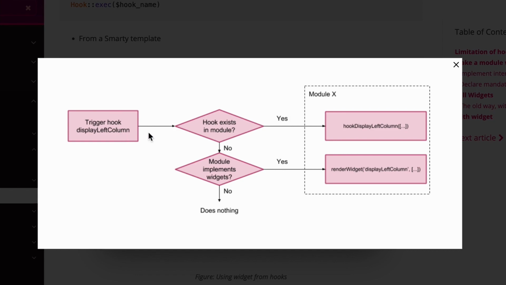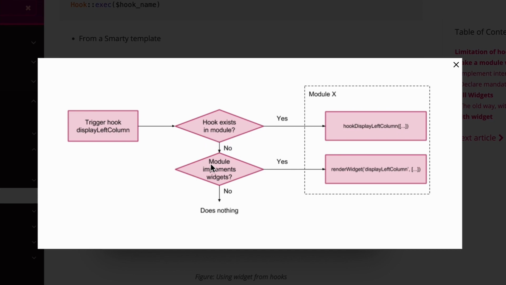So what's going on with our system behind the scenes? Question one: does the hook exist on a module? Do we have any module that implements the display left column hook? If it's a yes, then we go to this module, for example X, or our basic module that we are working on currently, and it does implement this hook display left column, then we simply return the content from that hook.